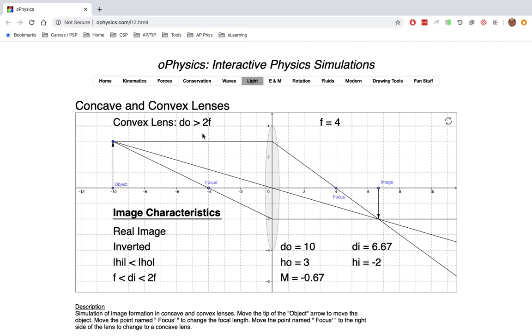We are going to investigate image formation. And it's too bad we're doing this online because this is a really fun lab to do with actual candles and lenses and finding the images, but we're going to have to make do.